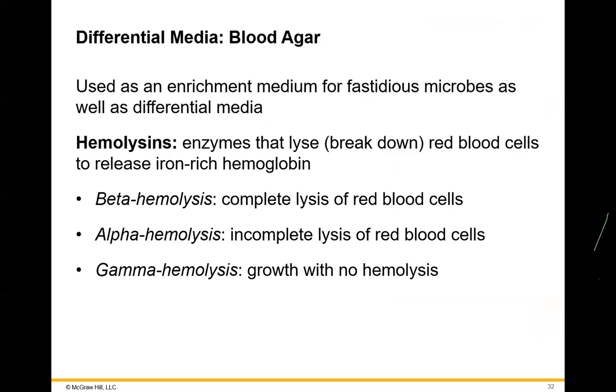One type of differential media is blood agar. We've already mentioned it. It might have sheep's blood in it. A lot of bacteria, like the pathogens that grow in your body, might be able to break down your red blood cells. That's called hemolysis. So hemolysis, hemo being blood, lysis being breakdown. So if you can break down red blood cells, there are different categories of this. There are 3 kinds of hemolysis.